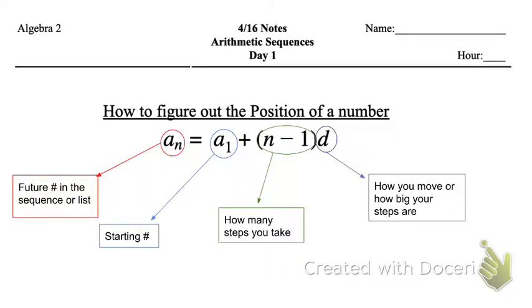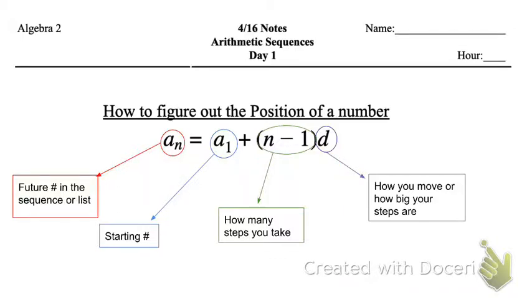So if we think about it in that manner, this d value is how I move. Whatever's inside these parentheses, this n minus 1, that's how many steps I take. This a sub 1 is the first number in line, so that's where I start every time. And this a sub n is some future number. Maybe today we'll solidify our understanding of this formula.